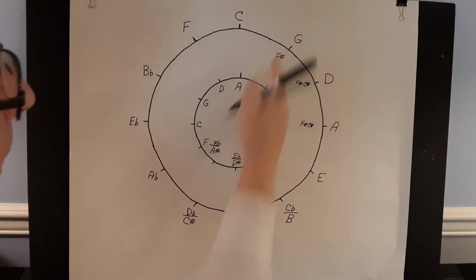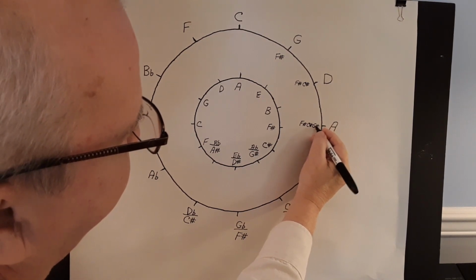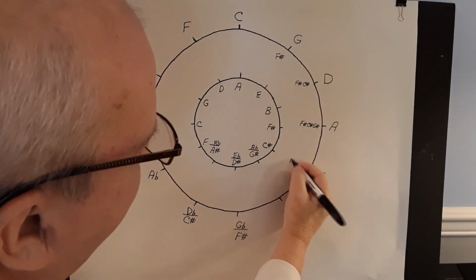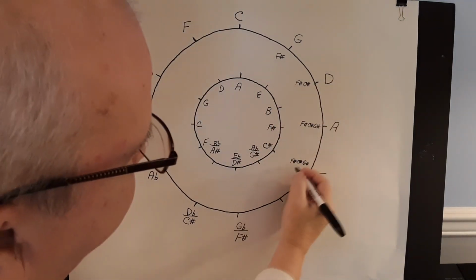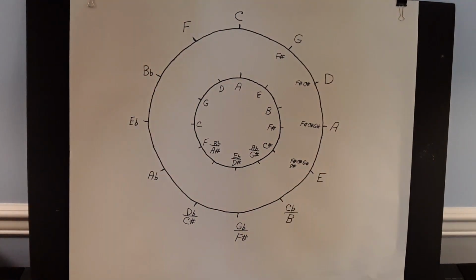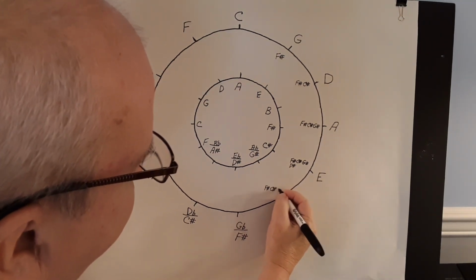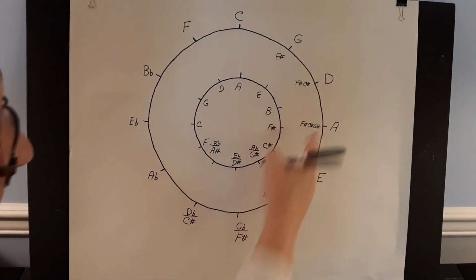And then we'll add G sharp. And then these three will carry forward, and we'll add D sharp. And then for B major, these four will carry forward. And then we'll add our fifth sharp note, which is A.